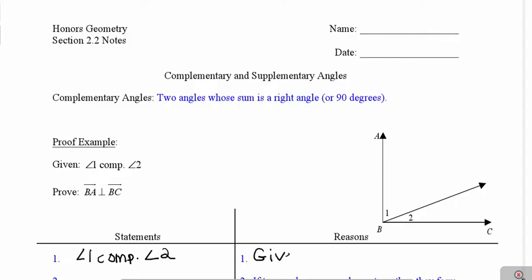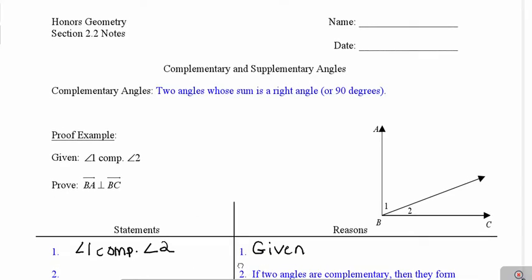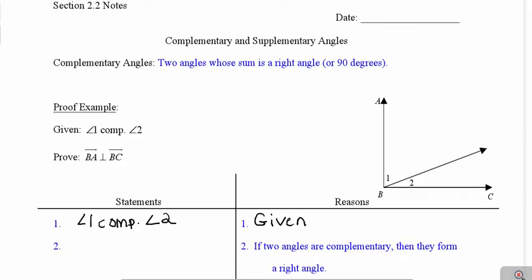So now let's think for a minute, what does that mean? If angle 1 is complementary to angle 2, what conclusion can we make? Well, based on that definition, we can conclude that angle ABC must be a right angle. So that would be our statement number 2, by definition of complementary. Statement number 2 should say, angle ABC is a right angle, and the reason comes from the definition of complementary angles. If two angles are complementary, then they form a right angle.